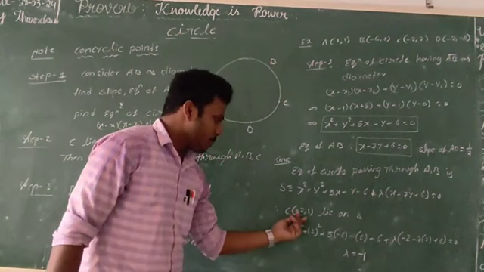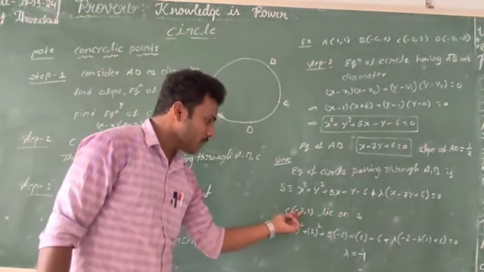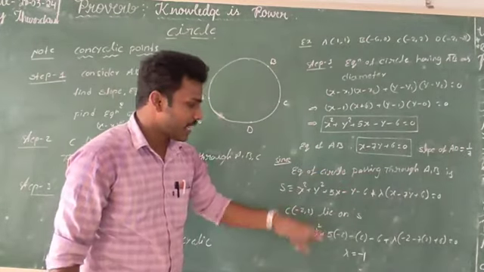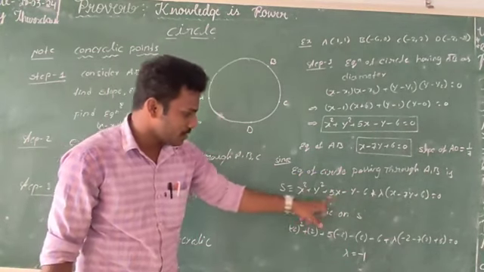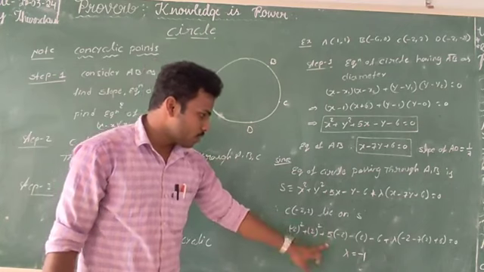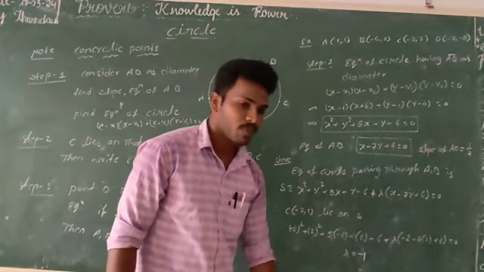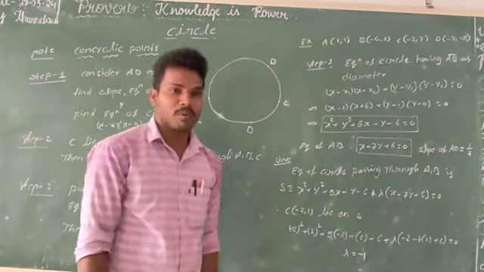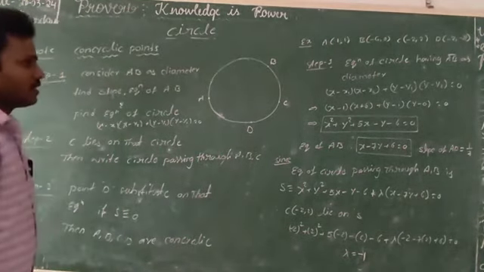Now C is a point on the circle. So C(-2, 2) substituting in the circle equation, I can get the lambda value is minus 1. When you substitute (-2, 2) in the equation: (-2) square, y value is 2 square, 5 into minus 2, y value is plus 2, that is minus of 2, minus 6 like this. When I substitute the x and y values in this equation, I get the lambda value as minus 1. Okay, I can rewrite the equation once again.